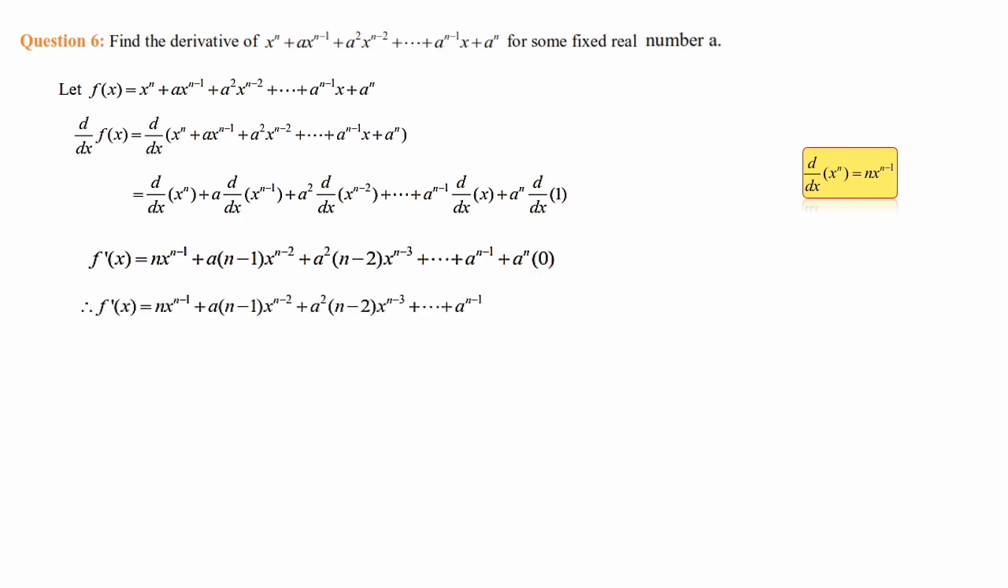That is f dash x is equal to, only this term will be 0, the remaining terms will be same as it is. So n into x power n minus 1 plus a into n minus 1 into x power n minus 2 plus a square into n minus 2 into x power n minus 3 plus etc. plus a power n minus 1, plus this term only will be 0. So that 0 no need to write. This is f dash x.